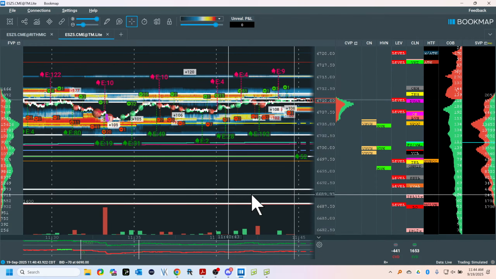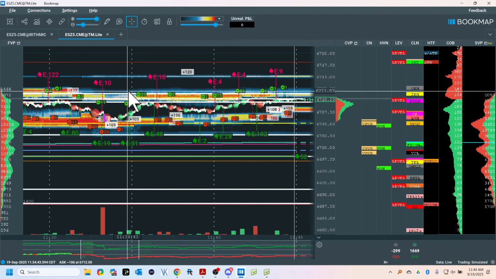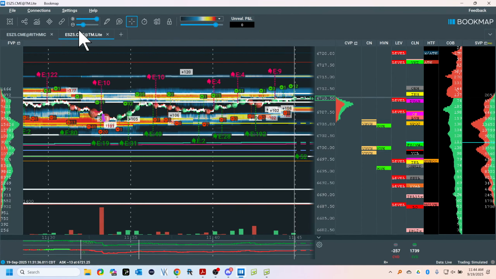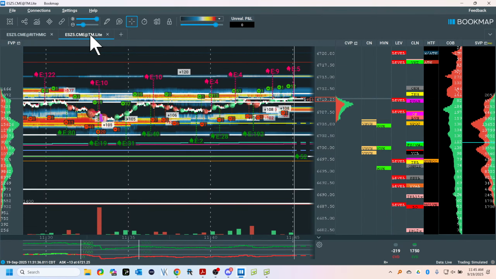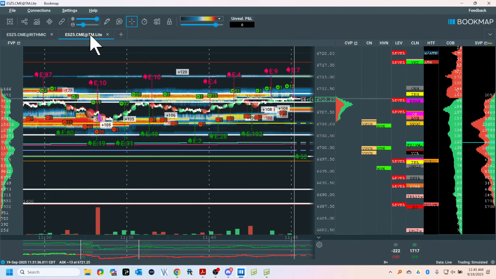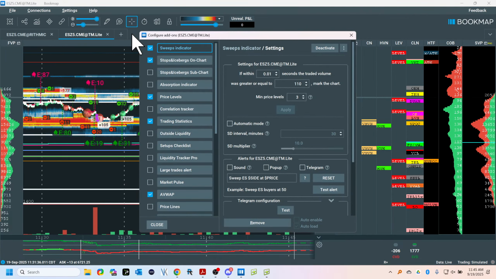My heat map settings? Well, I'm using the TraderLab Lite, which filters the noise and the bracketing algos. So that's one piece. When you're asking about the heat map, I think you really want to know about TraderLab Lite.